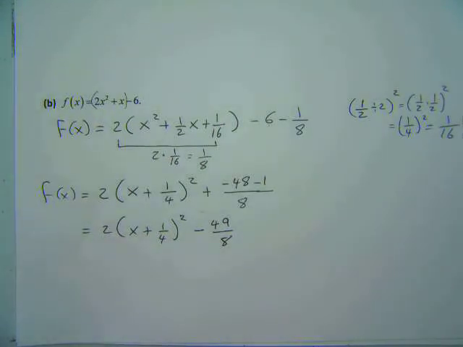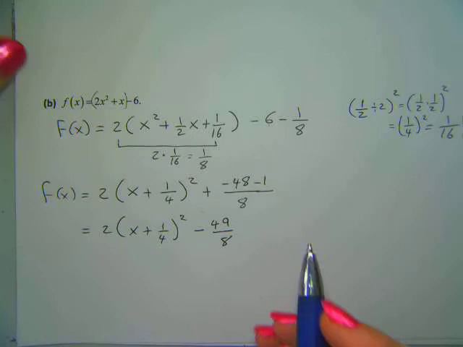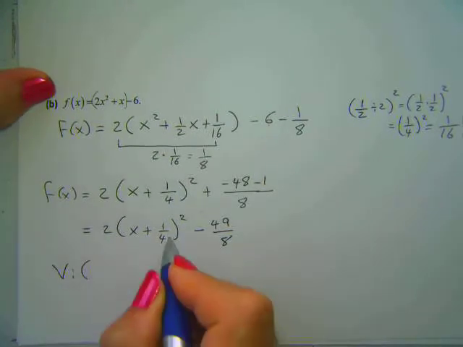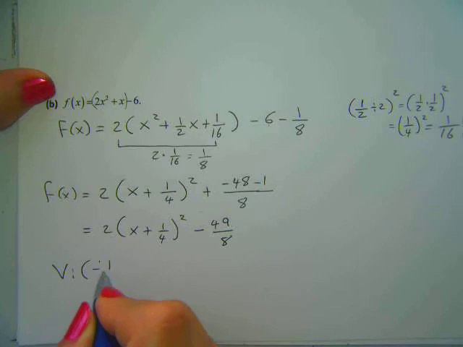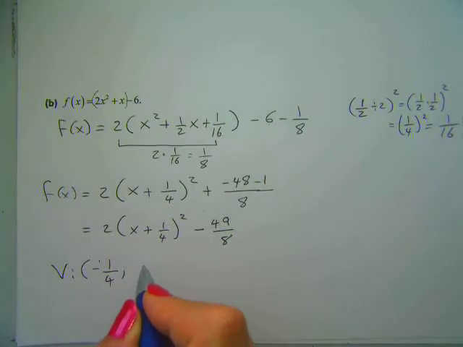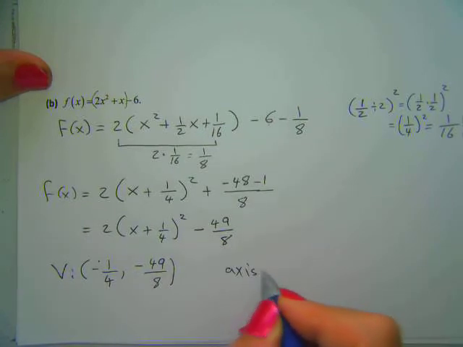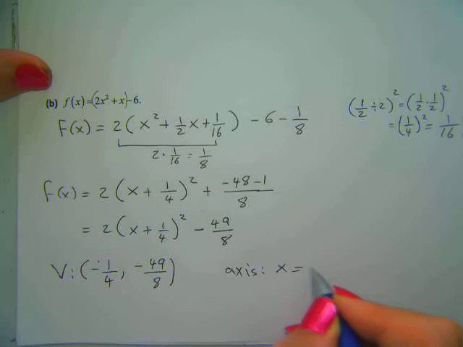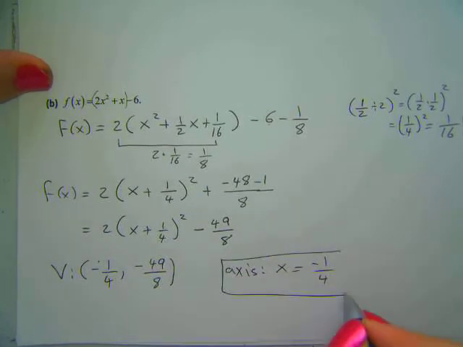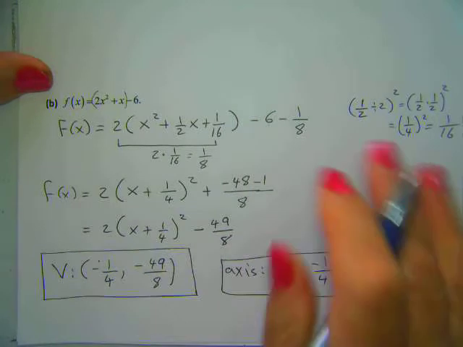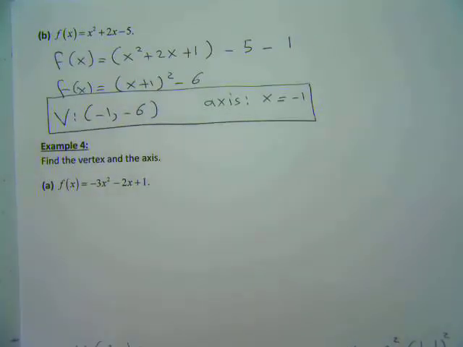Okay, so now what they want us to do is the following. The vertex is at (-1/4, -49/8), and the axis is at x equals -1/4. So I'll let you do the A. Keep an eye on the negative. You have to take the negative out as a common factor, guys.